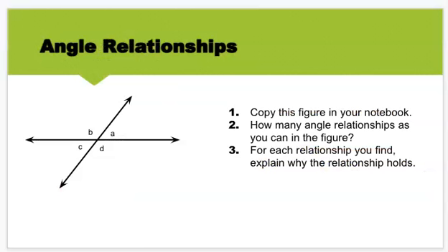Here are some angle relationships. This is nice for you to copy down and see how many angle relationships you can find in the figure. And then for each relationship, can you figure out why the relationship holds? For example, A and B are supplementary angles because the sum of those two angles is 180 degrees. But I also know that A and C are vertical angles, so they must have congruent measures. And then I know that B and C must be supplementary because they sum to 180 degrees. So there's a lot of different options here.